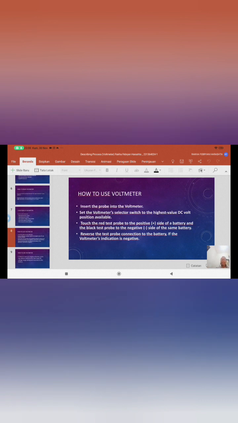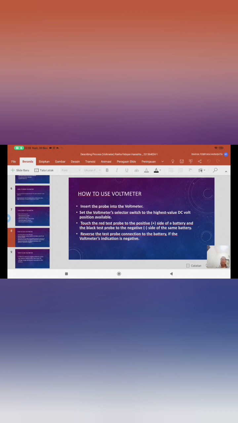Now let's turn to how to use a voltmeter. The first point is to insert the probe into the voltmeter. The second point is to set the voltmeter selector switch to the highest value DC volt position available. Third, touch the red test probe to the positive side of a battery and the black test probe to the negative side of the same battery.